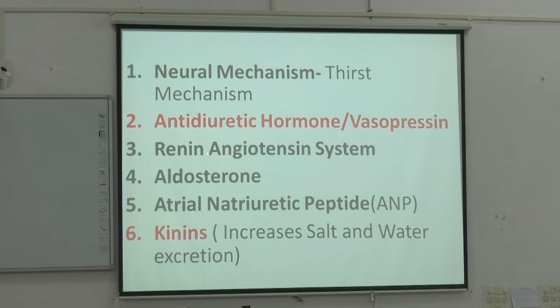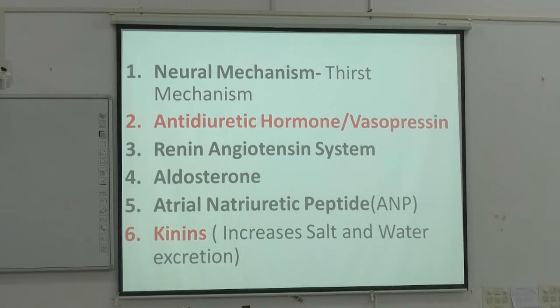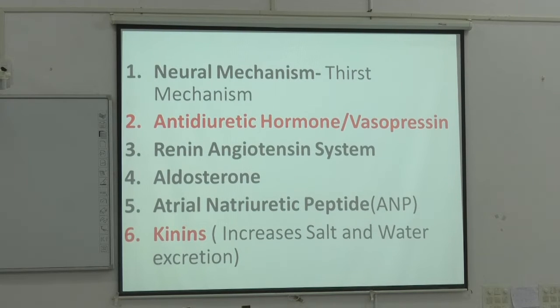Now the third one is the renin-angiotensin system. You already know renin is secreted basically by the kidney. And angiotensin first is converted into angiotensin second by an enzymatic factor. It is a factor which regulates the blood pressure also inside the body. Then aldosterone, atrial natriuretic peptides and kinins.